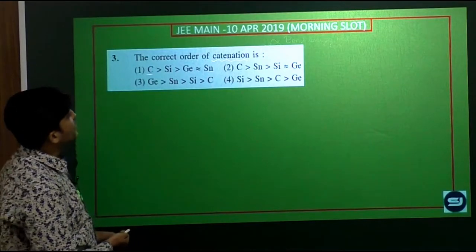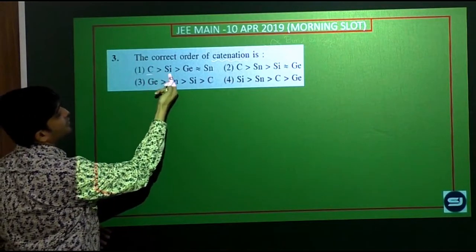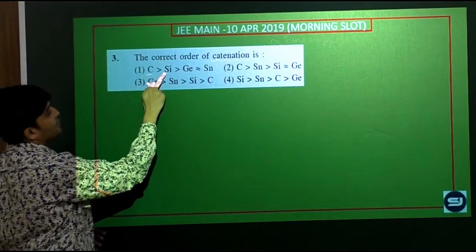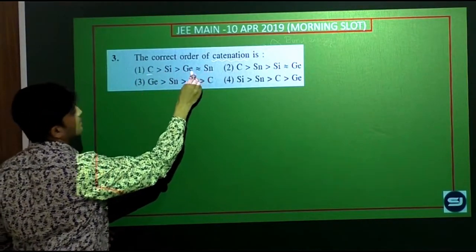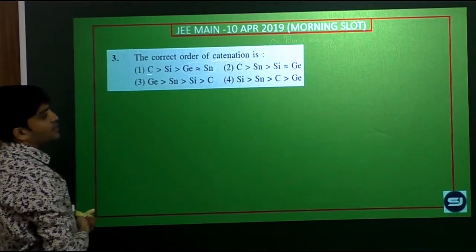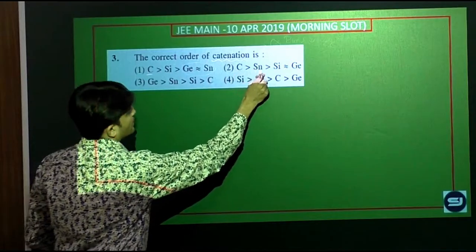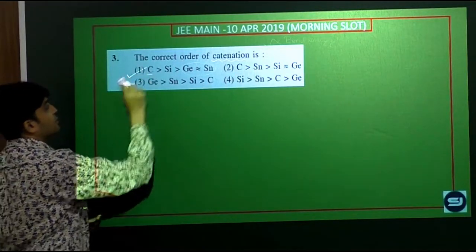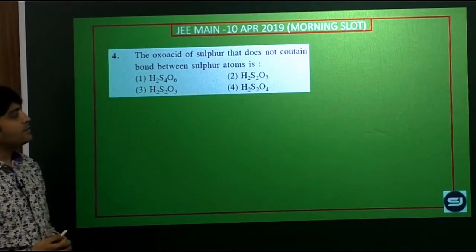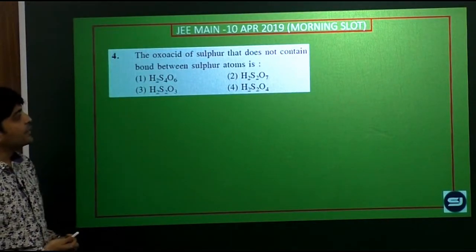So, if I talk about the carbon family, it's carbon, silicon, germanium and tin. And carbon has the highest catenation followed by silicon, germanium, tin. This will almost have the same. If you look at the other options, carbon is first in this case, but the tin order is reversed, hence the answer is first. Fourth question is from P block elements, group number 16, the oxygen family.